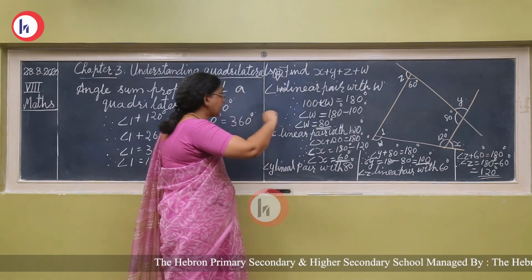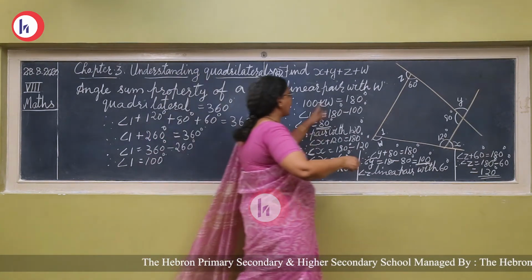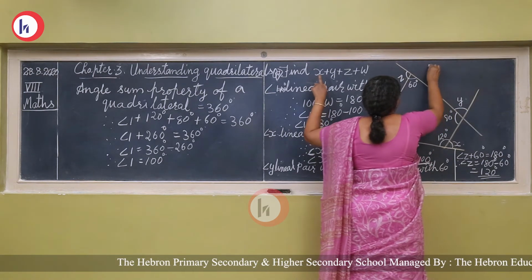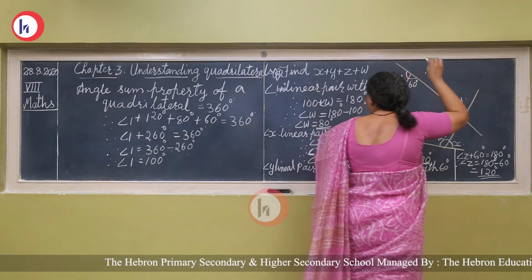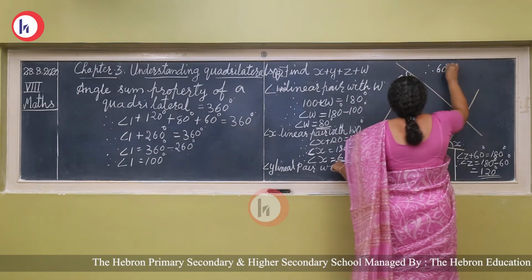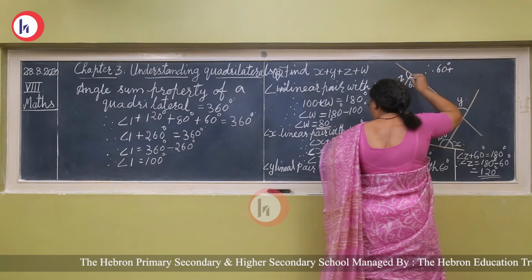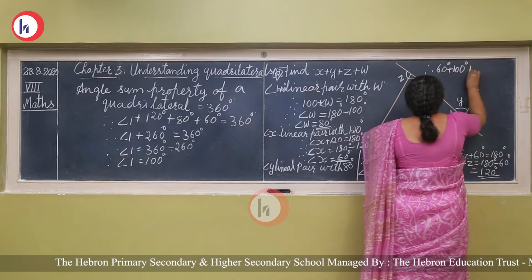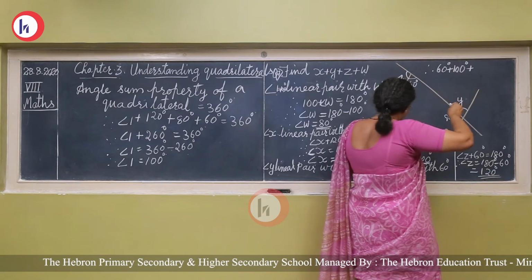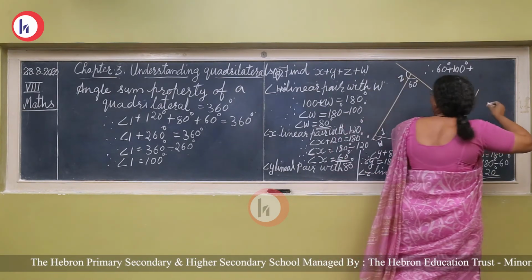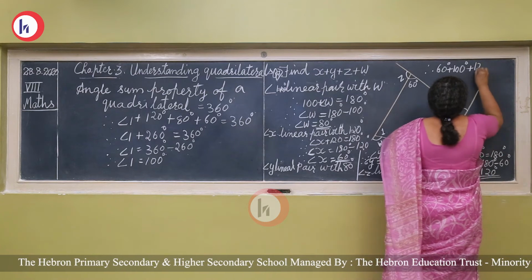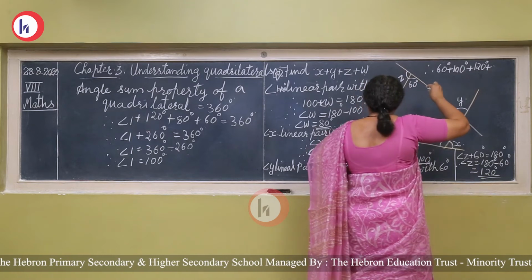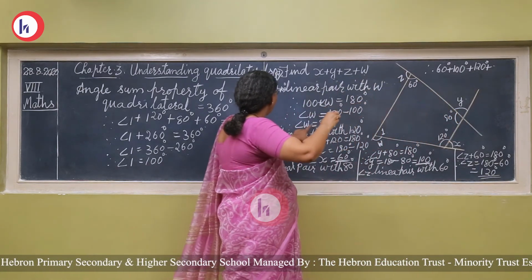Now, the question is asking for the sum of X plus Y plus Z plus W. So, we substitute the values of all of these. Therefore, X means 60 degree, plus Y is equal to 100 degree, plus Z is equal to 120 degree, plus W is equal to 80 degree.